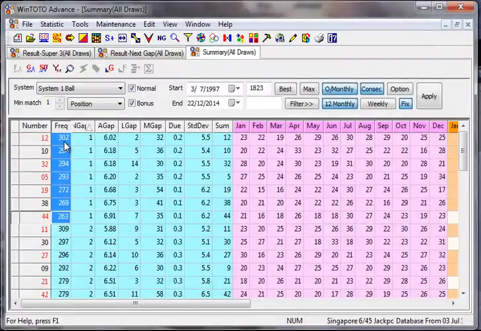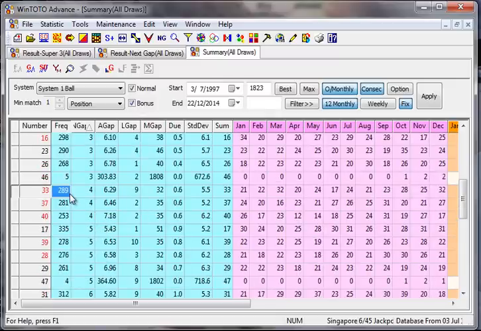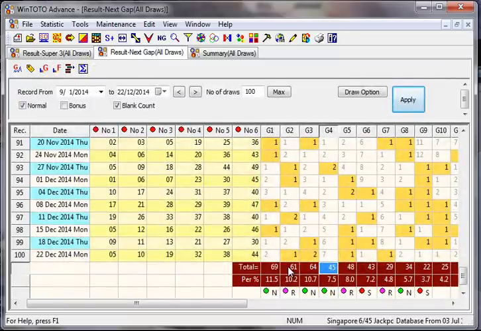That means we have 12, 10, 32, 05, 19, 38 and 44. We should expect one number to repeat from here, and also one number to repeat from the G4 numbers, 33, 37, 40. Please take note.